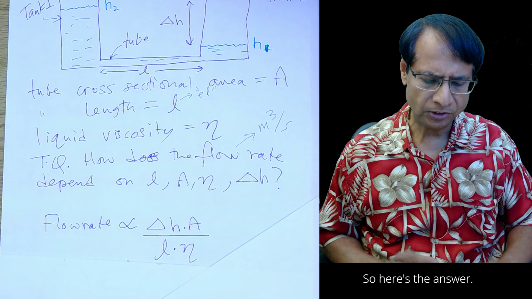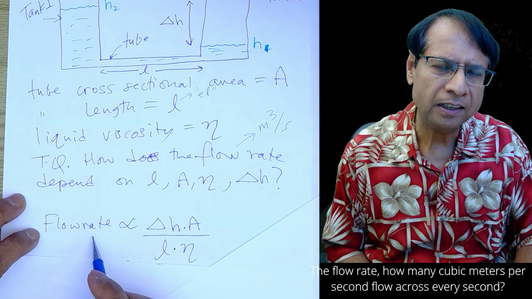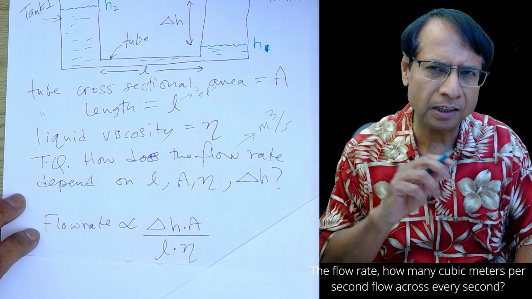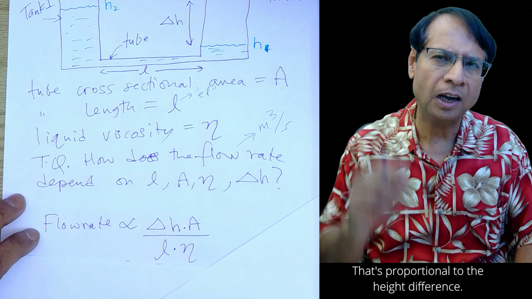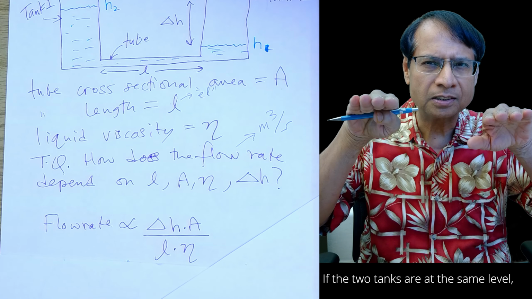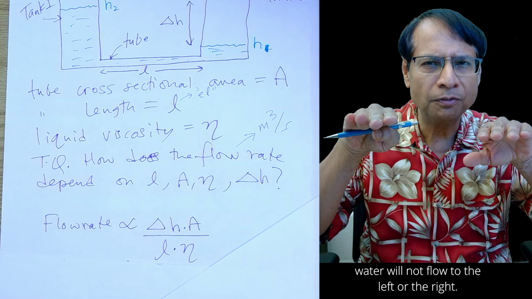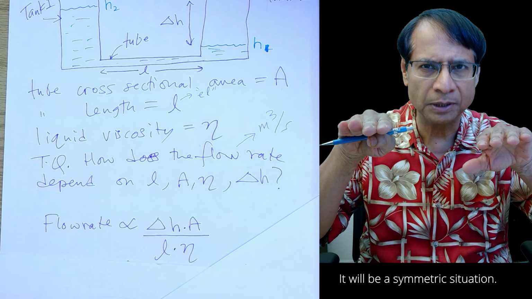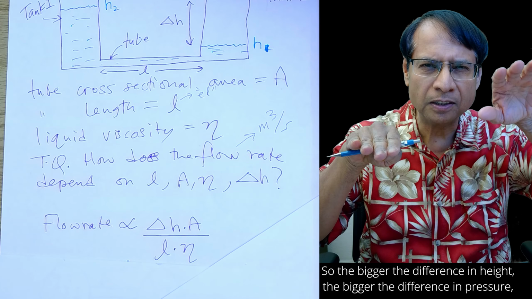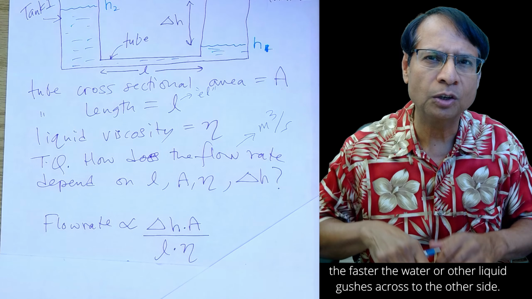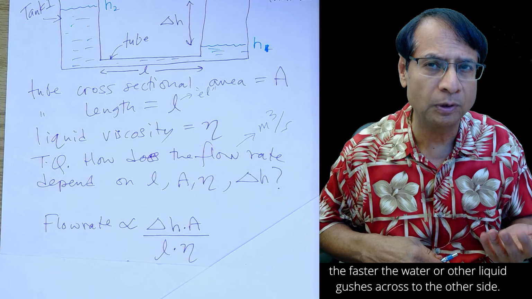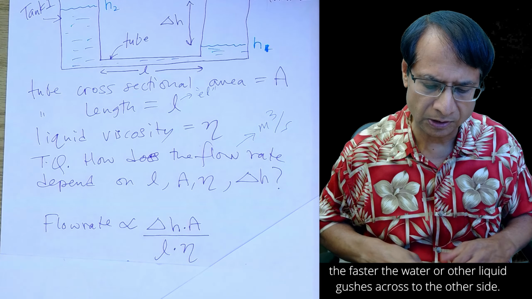So here's the answer. The flow rate, how many cubic meters per second flow across every second, is proportional to the height difference. If the two tanks are at the same level, water will not flow to the left or the right. It'll be a symmetric situation. So the bigger the difference in height, the bigger the difference in pressure, the faster the water or other liquid gushes across to the other side.